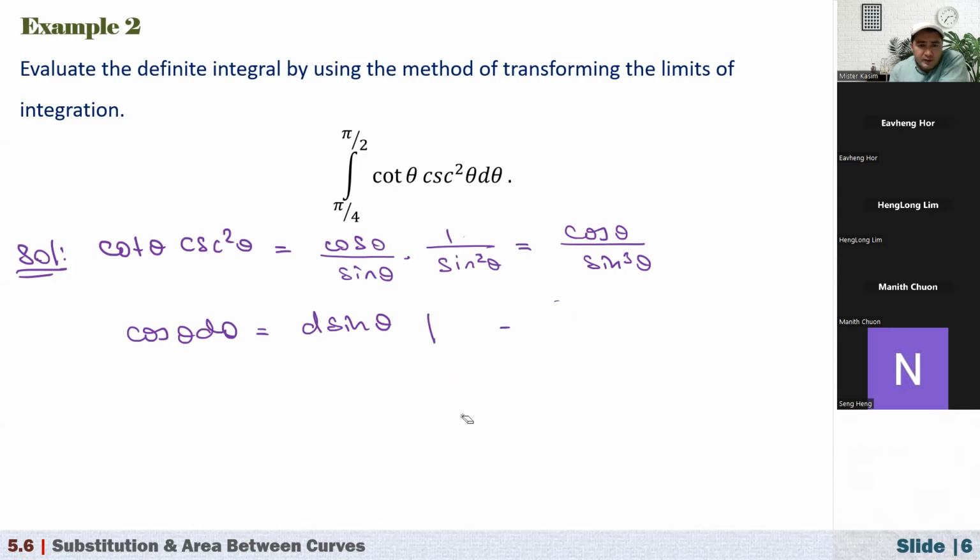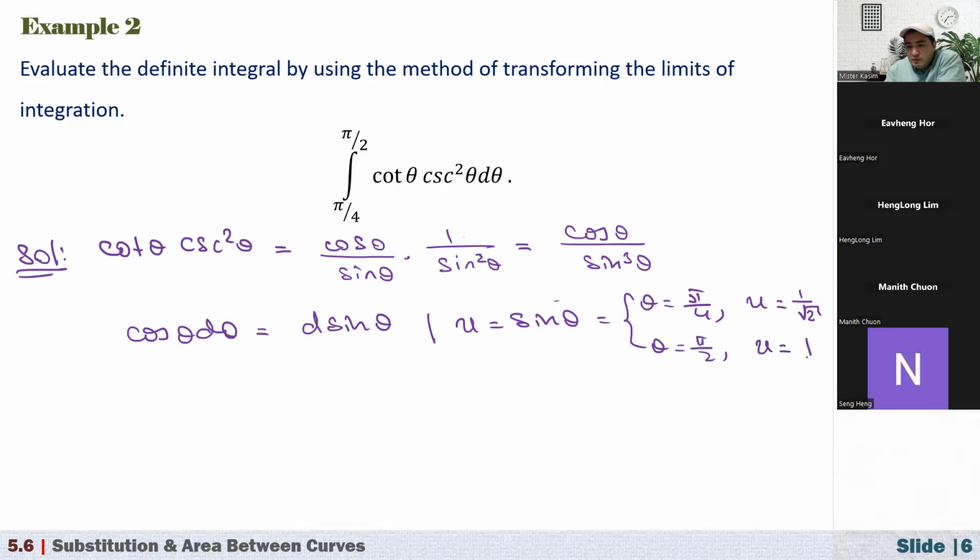All right. So now if I introduce here, let's say u is equal to sine of theta, since it says that by using the method of transforming the limits of integration, we have to transform this. So u is equal to sine of theta. When theta is equal to pi over 4, what is u? u is equal to sine of pi over 4, which is 1 over square root of 2. And when theta is equal to pi over 2, u is equal to sine of pi over 2, that's equal to 1.